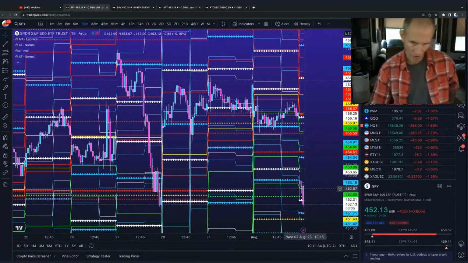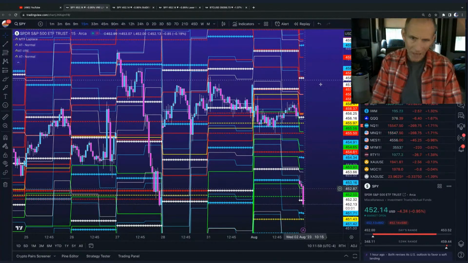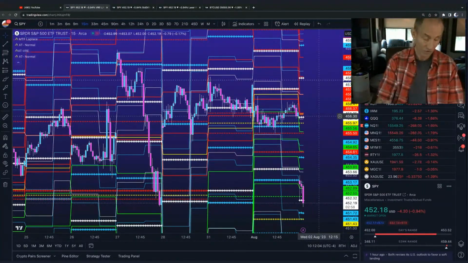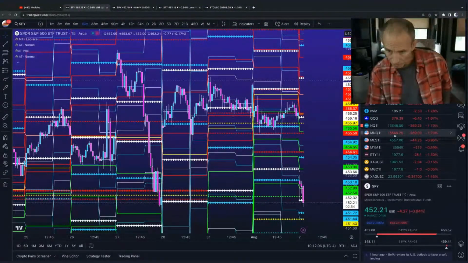These levels matter. These are pre-populated leading levels. Not lagging levels, whatever people are out there using. There's a lot of different stuff. We're not down with the program.